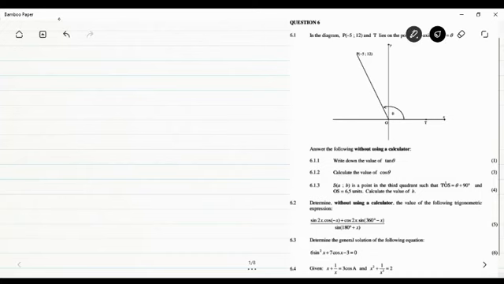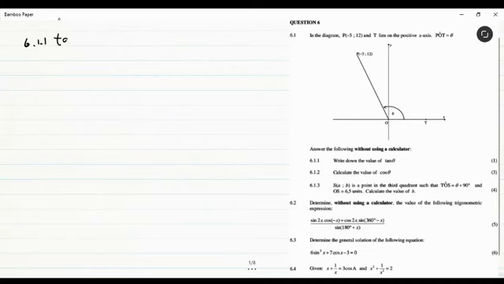So on 6.1.1, we are asked to find the value of tan theta. Before you answer the question, you have to read the information that's given. So let's read the information. In the diagram, P with x is equal to -5 and y is equal to 12, and T lies on the positive x-axis. POT is equal to theta. Now we're asked to find tan theta without using the calculator.